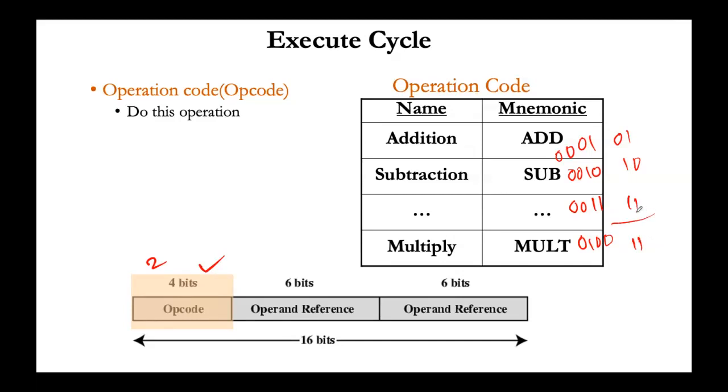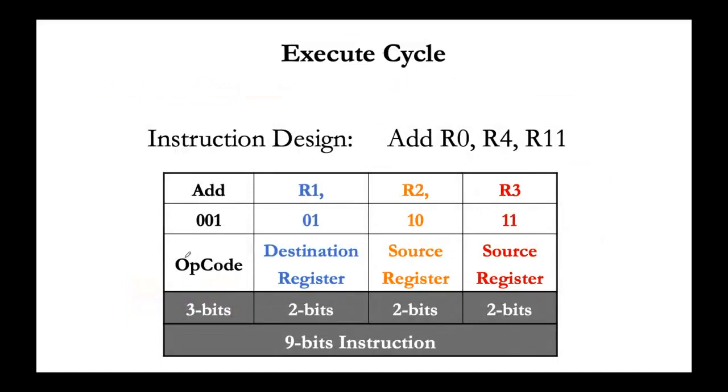The 3 instructions will be taken for 0, 0, and that one. So it will be changed based on how many bits we are using. In this case, let us see an example of how it happens in the execution cycle. Suppose we have an instruction like the add instruction, where the destination is R0, the first operand is R4, and the second operand is R11.